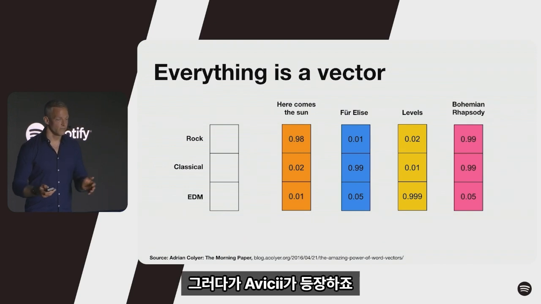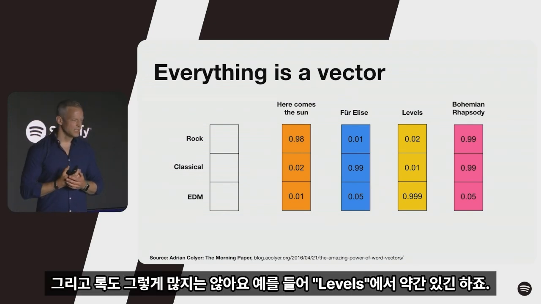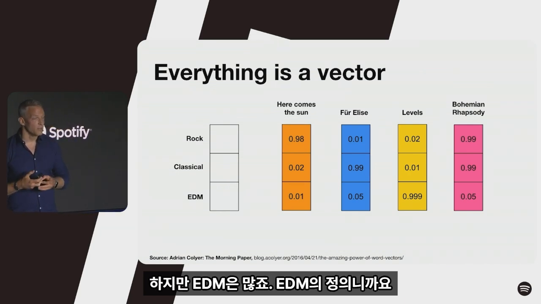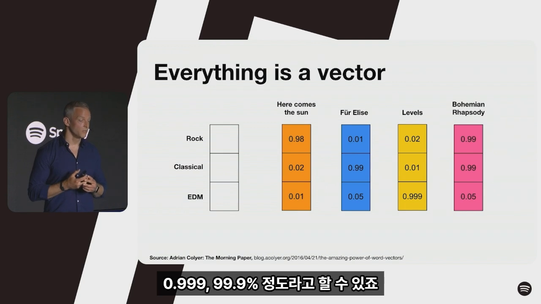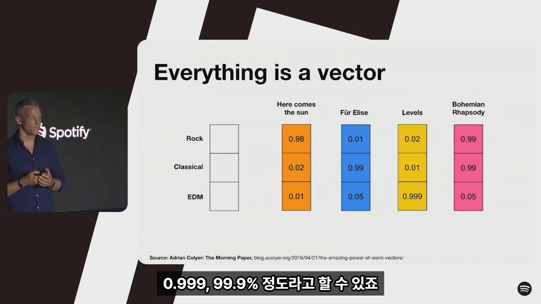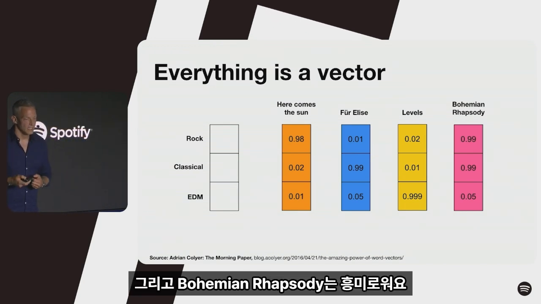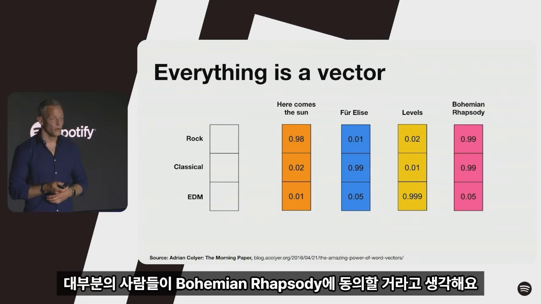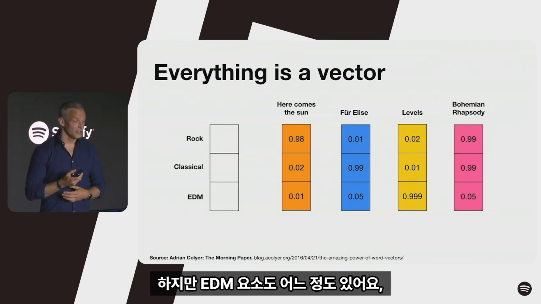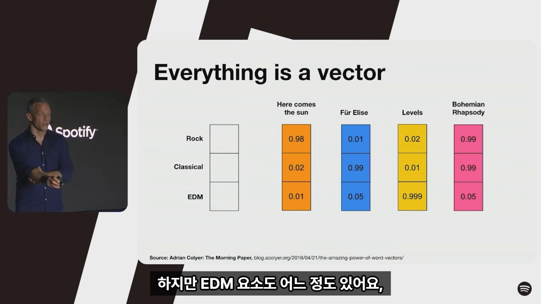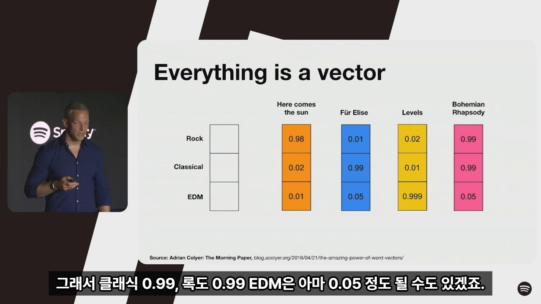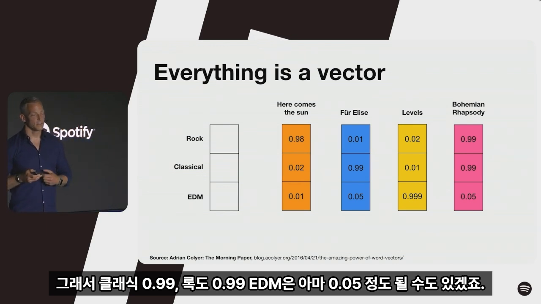Then Avicii comes along, and there isn't that much rock maybe in Levels, let's say 0.02. Not a lot of classical, 0.01, but a lot of EDM, obviously, kind of defined EDM. So let's say 0.999, or 99.9%. And then Bohemian Rhapsody is interesting because it's not just one of the things. I think most of you would agree that Bohemian Rhapsody is a pretty unique song. It has a lot of rock in it, so probably 99% rock, but actually has a lot of classical in it as well, maybe 99% classical. But it doesn't have a lot of EDM, so maybe 0.05.